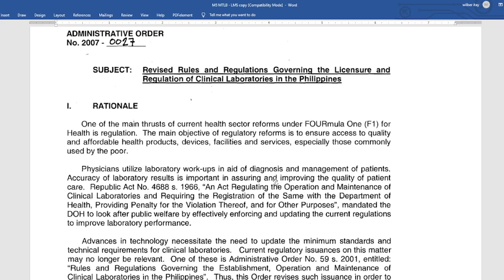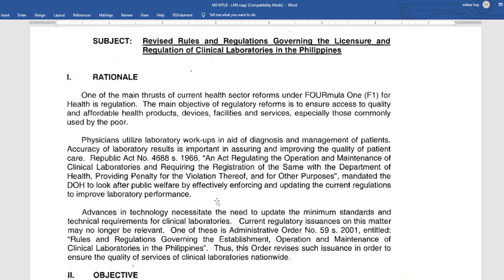This is about the operation and maintenance of clinical laboratories, wherein it provided penalties for the violations of the rules and regulations. This mandated the DOH to look after the public welfare by effectively enforcing and updating the current regulations to improve laboratory performance.